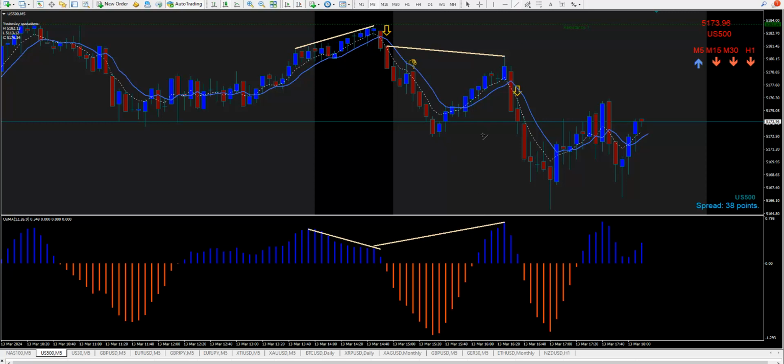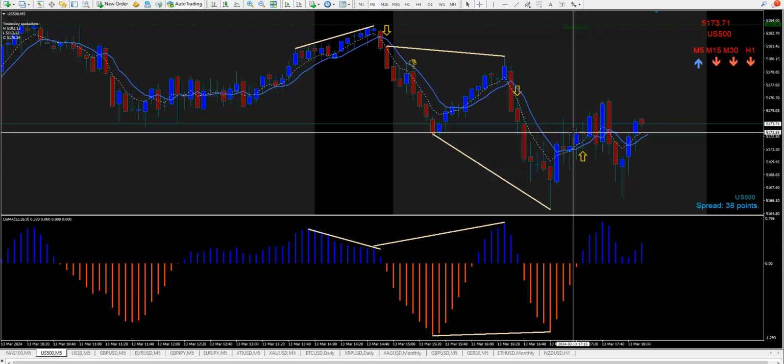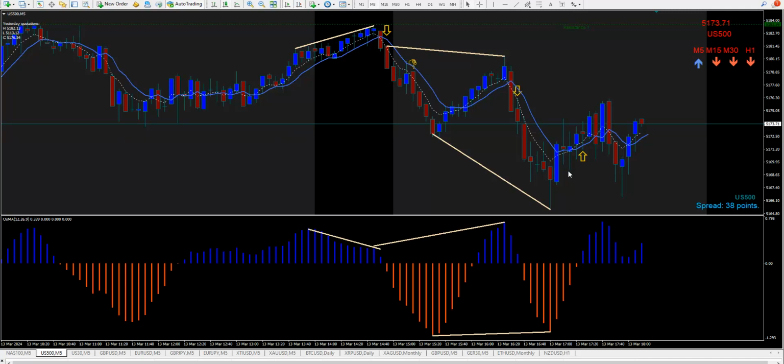Yeah, I got to draw it in. Why not, right? From there to there, and from there to there. It all lines up. It's a trade, right? And you would have got in right here, right on the opening of this candle. The stop would be 7.5 points. It did not go up 7.5 points. It only went up 3 points.